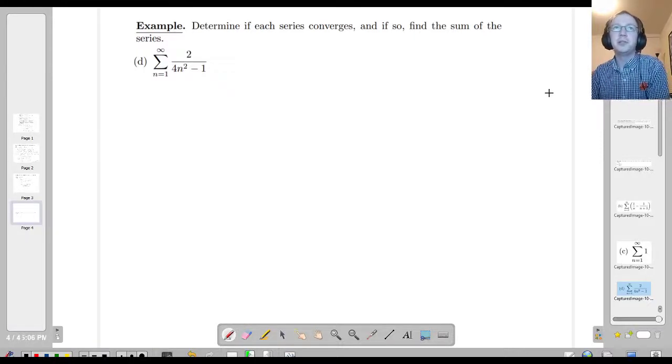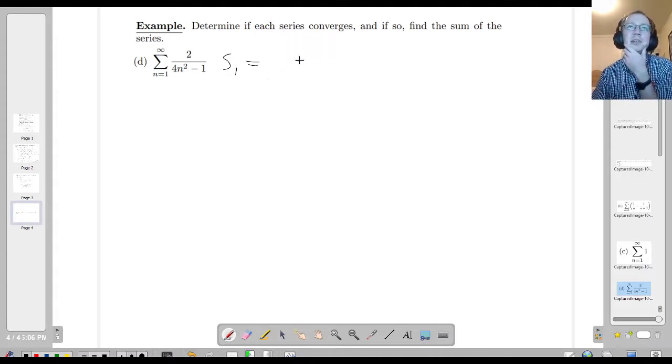So let's look at a new series, and this time it's going to be a more complicated one. We're adding up terms that look like 2 over 4n squared minus 1, and once again, we're starting with n equals 1, going up to n equals infinity. As usual, to decide if something is going to converge or diverge, I want to start by looking at those partial sums. So let's start with S1.